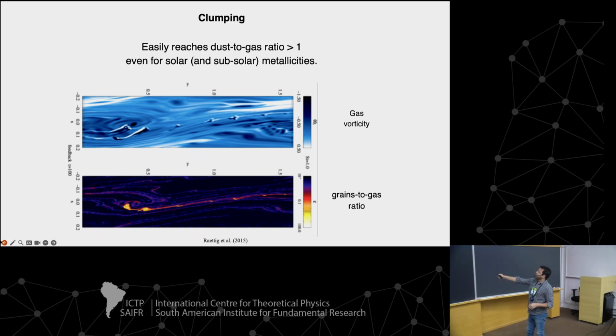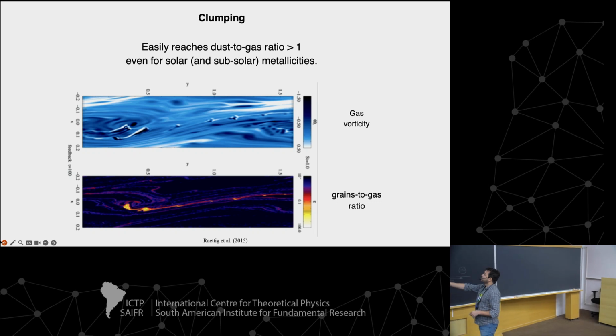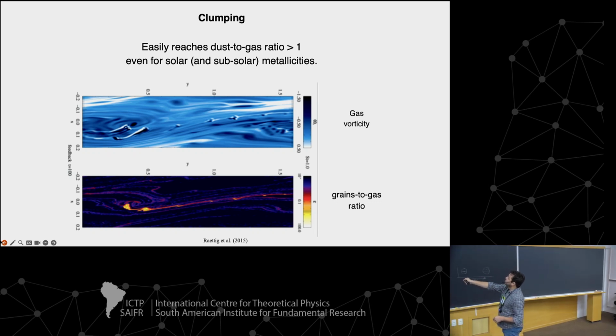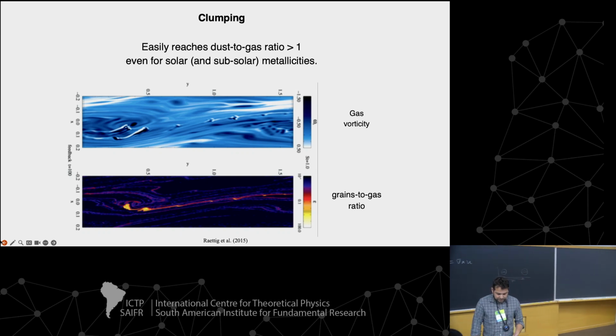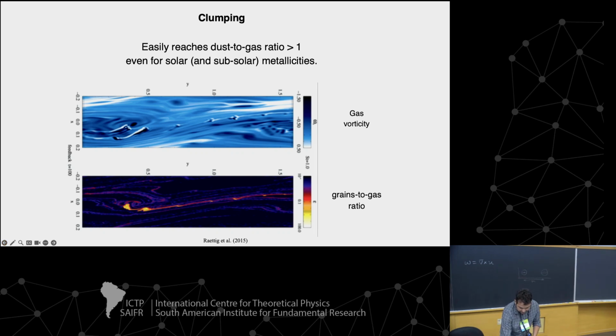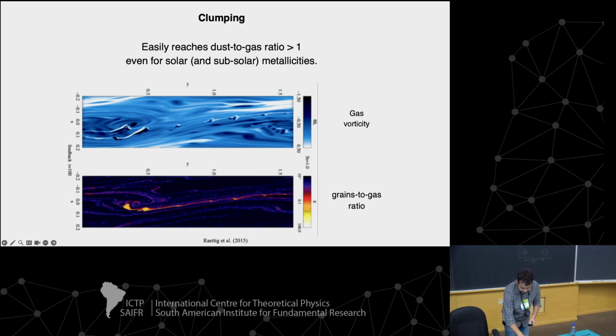And you see here the grains-to-gas ratio. One would be around here, the yellowish part. These very bright regions are regions where the dust is concentrating a lot. And as you see, these are coincident with regions where the gas is being strongly perturbed by these very high concentrations of dust grains. Good, so it seems that we have a method here to form very high concentrations of dust.